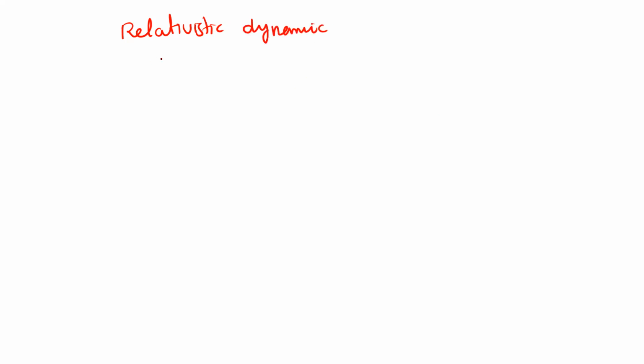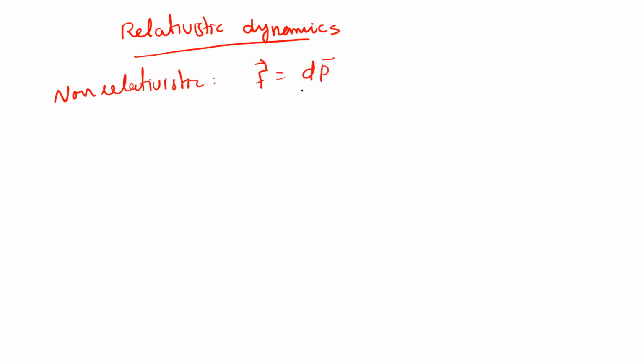Relativistic dynamics, what do you mean? You need the equation of motion. For non-relativistic, we know that the equation of motion is, I'll write the vector equation, F vector is equal to dp by dt. This is the equation of evolution. This is known as Newton's second law.